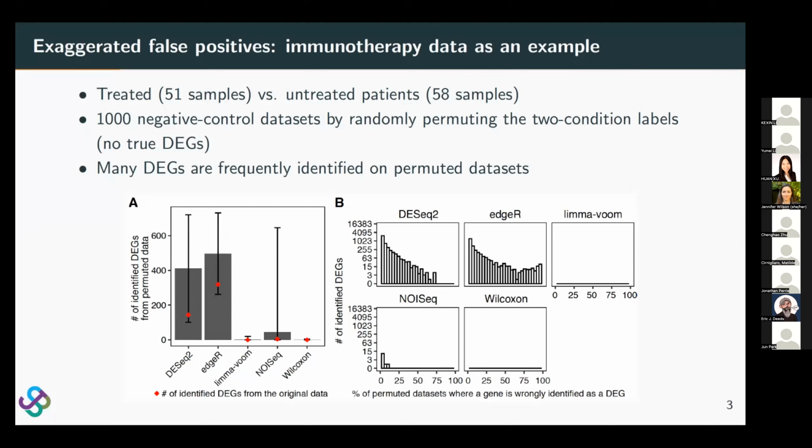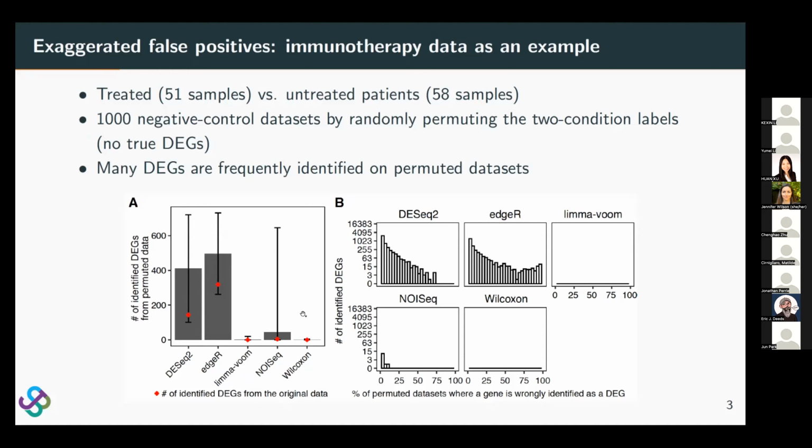On these negative control datasets, the condition labels are totally permuted. It means that there are no true DE genes on these datasets, so we should expect no DE gene to be identified by a DE gene identification method. However, if we look at panel A, we can see that both DESeq2 and edgeR identified a large number of DE genes even on the permuted datasets. And the number of DE genes identified is even larger than that from the original dataset.